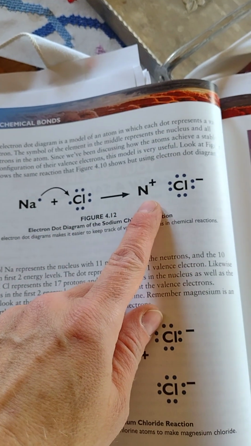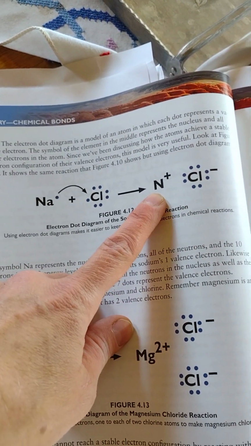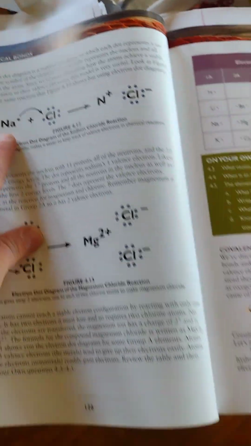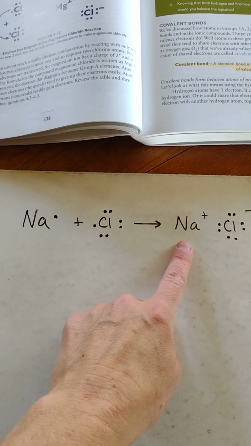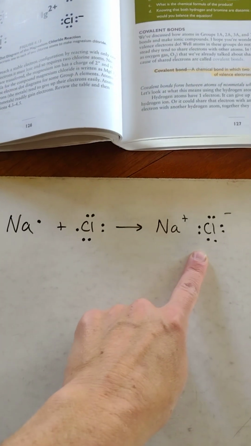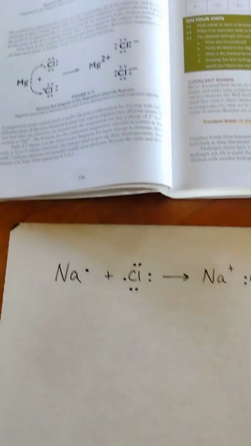I'm pretty sure this is a typo. Because you didn't take any protons away, you didn't create nitrogen, it's still sodium. So I think it's supposed to look like this, with the sodium having the positive charge and the chlorine negatively charged.